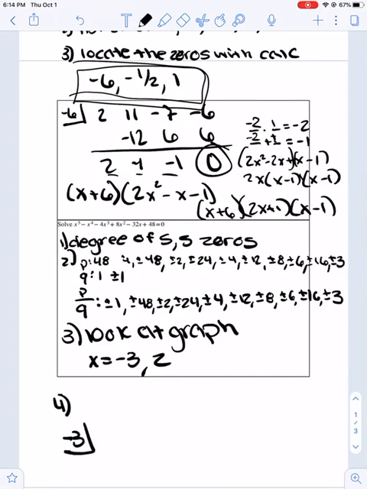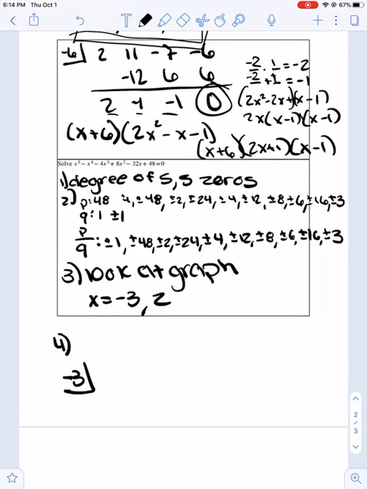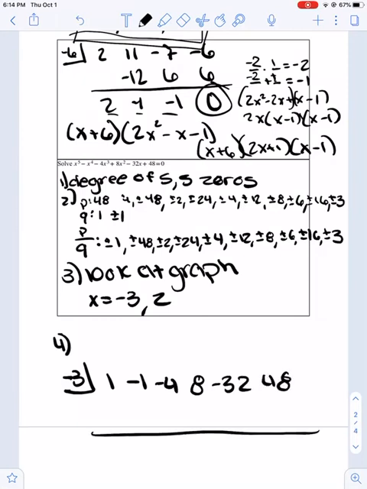So again, put that -3 in the box. Write your coefficients. So 1, -1, -4, 8, -32, and then 48. We will drop the 1. 1 times -3 is -3. -1 plus -3 is -4. -3 times -4 is 12. 12 plus -4 is 8. 8 times -3 is -24. 8 plus -24 is -16.